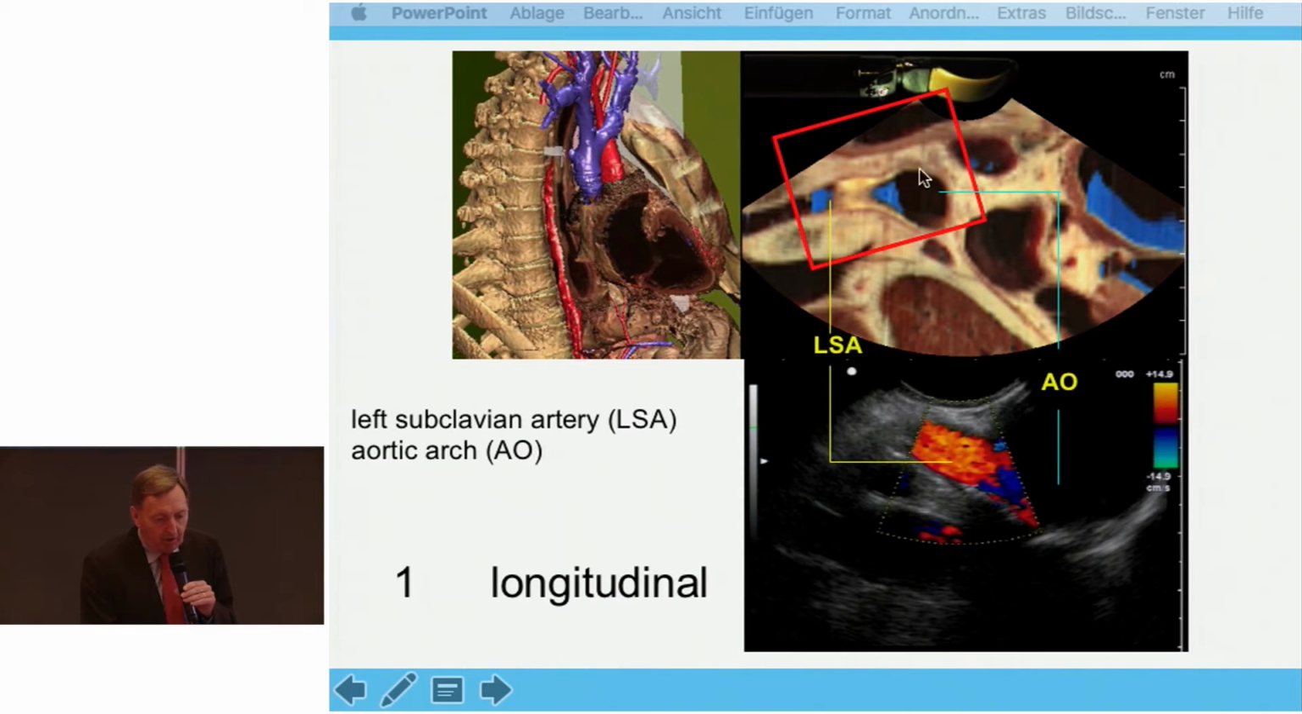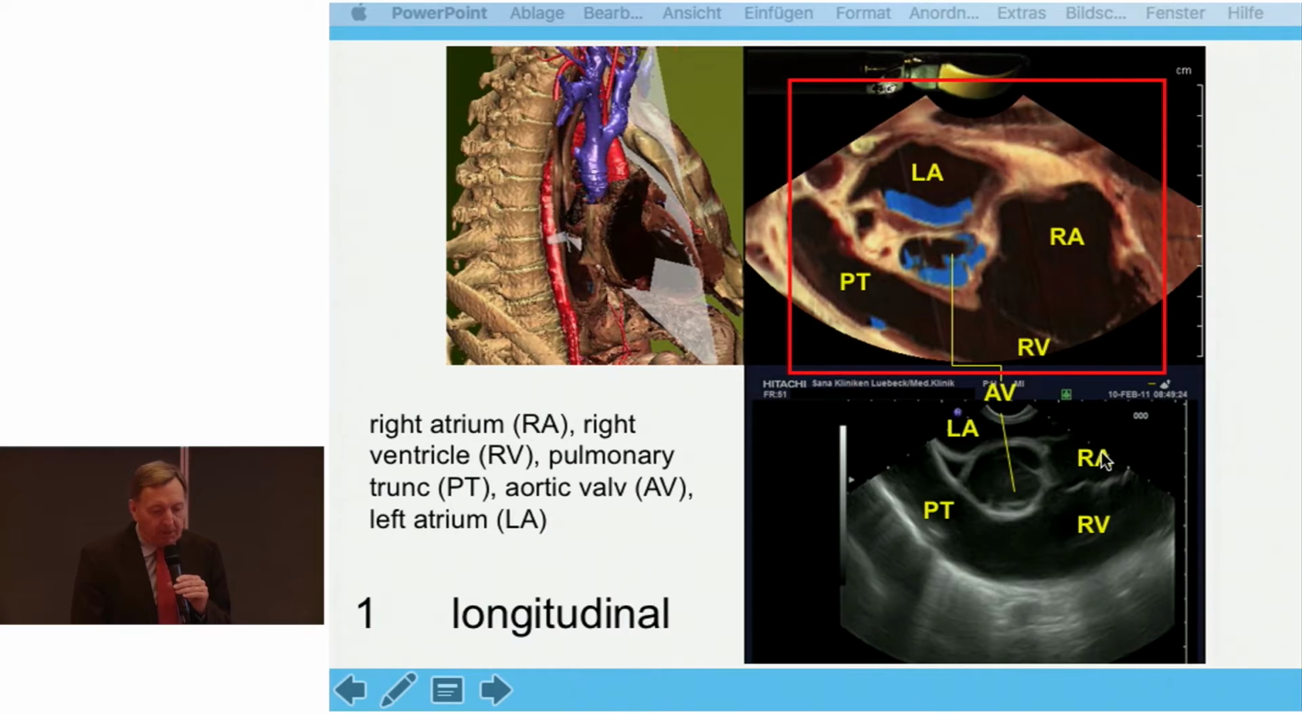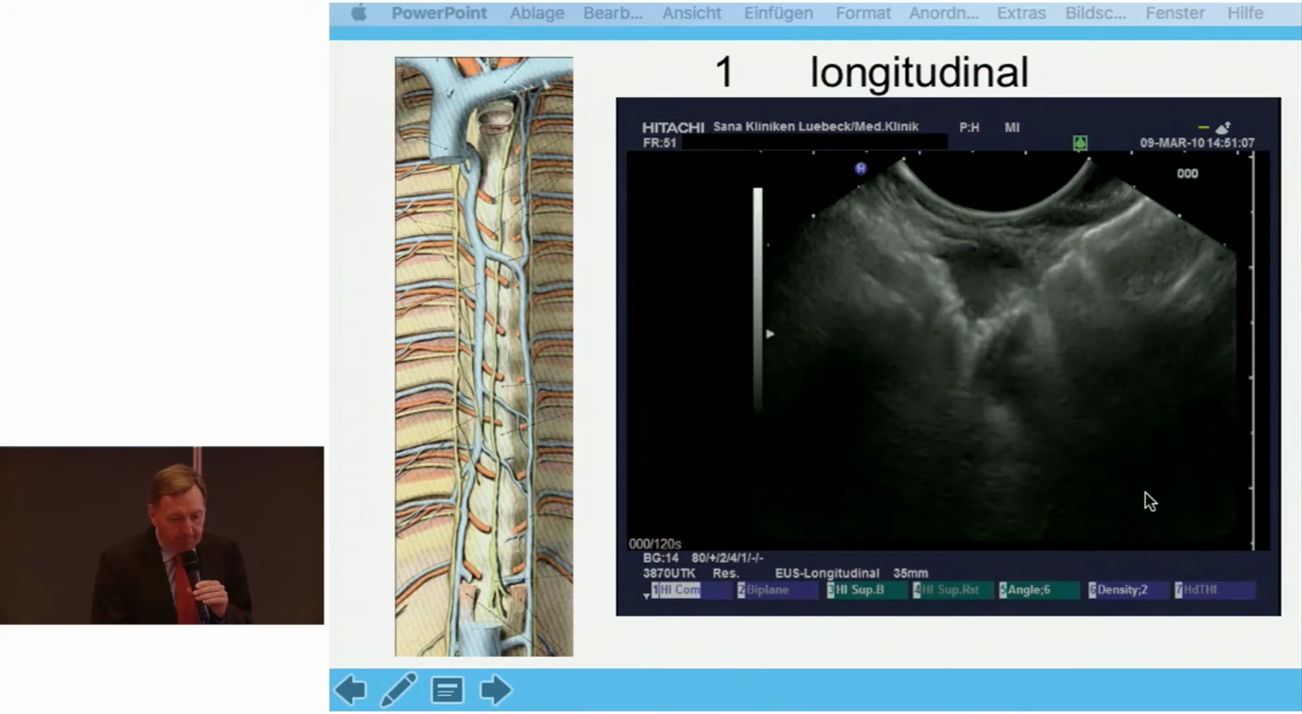You see here the aortic arch, and you see in this case the left subclavian artery is coming out of the aortic arch and the corresponding EUS image. This is very typical, and if you come deeper, like in the radial scanning, you can see as well the pulmonary trunk in a longitudinal section behind the aortic valve as well, a very typical image together with the right ventricle and the right atrium.